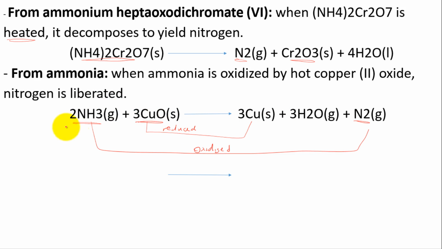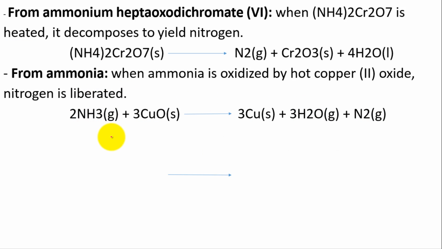Therefore, this particular reaction is very important. This is a reducing agent. This is serving as an oxidizing agent. This is serving as a reducing agent. Therefore, ammonia gas reduces copper oxide to copper, while copper oxide oxidizes ammonia gas to what? Nitrogen gas.